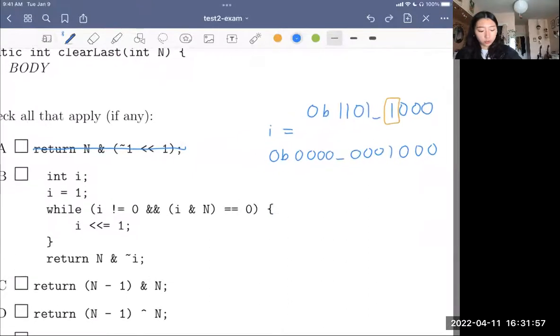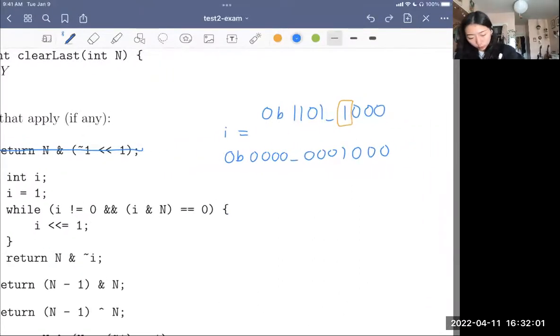And then what would we do? Well, we're going to get the opposite of this, which is 1, 1, 1, 1, 1, 1, 1, 0, 1, 1, 1, because we flip it, and then we AND this together. And so we see what we've created is basically a mask where everything is allowed in except for that one rightmost or least significant 1 bit.